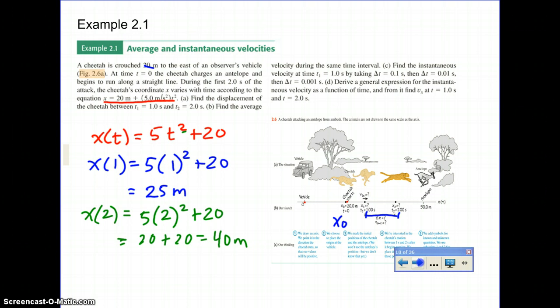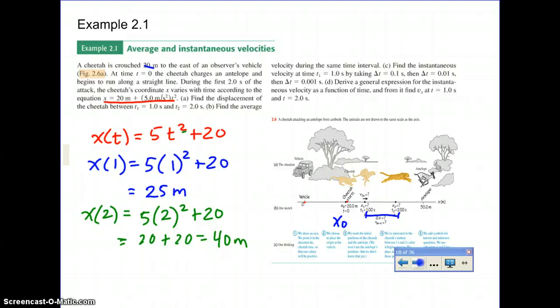So for part A, if we want to know the displacement, it's actually the difference between this starting and ending point. So since he was at 25 meters after 1 second and 40 meters after 2 seconds, he's traveled 15 meters in that 1 second. This is a pretty good use of what the math looks like, and this really doesn't describe a graph at all. But here, the next thing they do is they say, well, find the average velocity during that time interval.